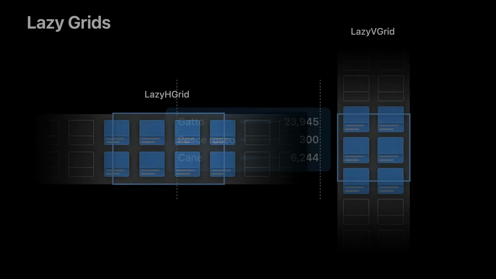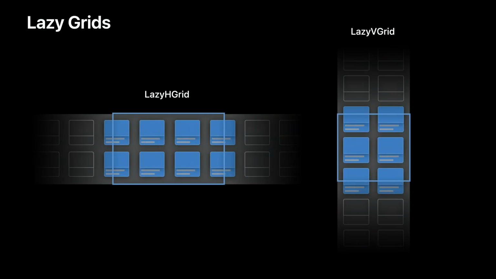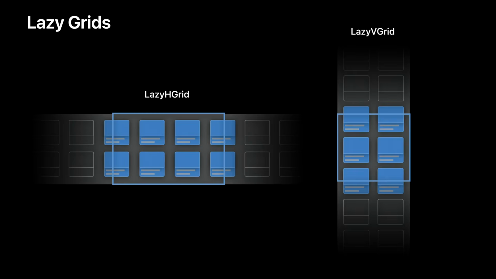Second, I want the names to be leading edge aligned, but the amounts to be trailing edge aligned. Now, SwiftUI already has lazy grids, which are great for scrollable content. These containers are very efficient when you have a lot of views, because they only load views that are visible or are about to be visible. On the other hand, that means the container can't automatically size its cells in both dimensions.